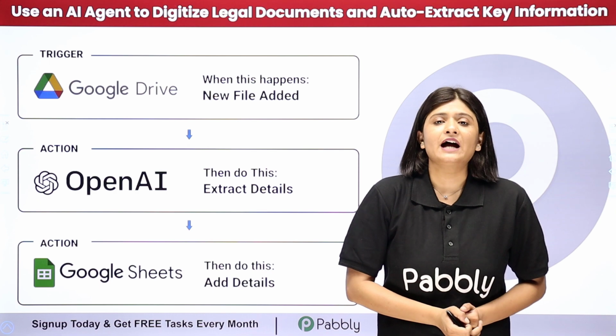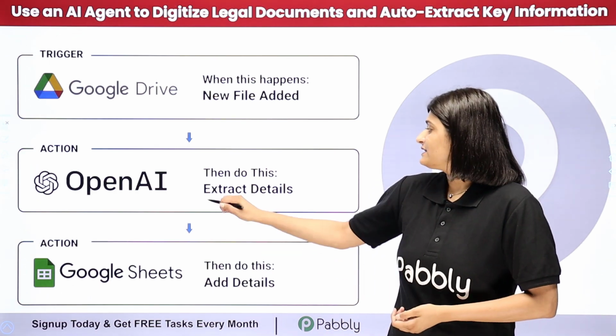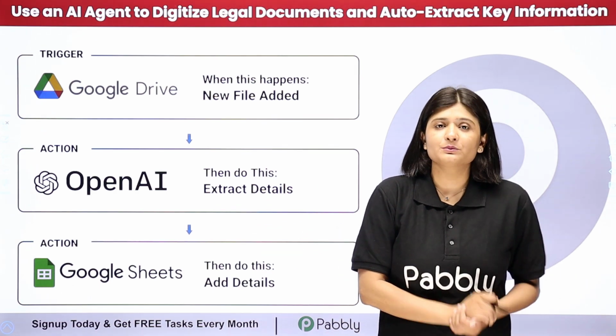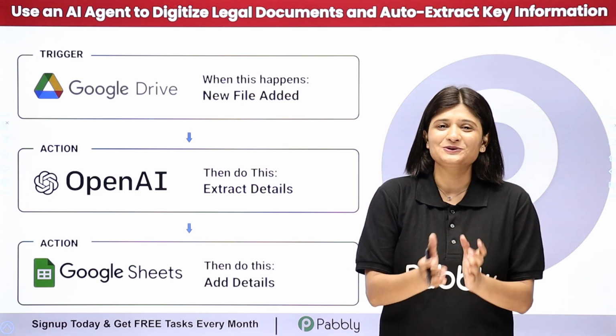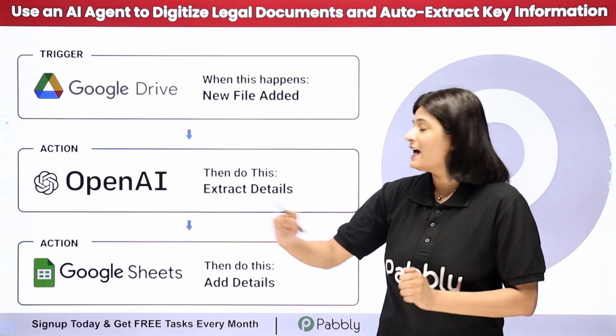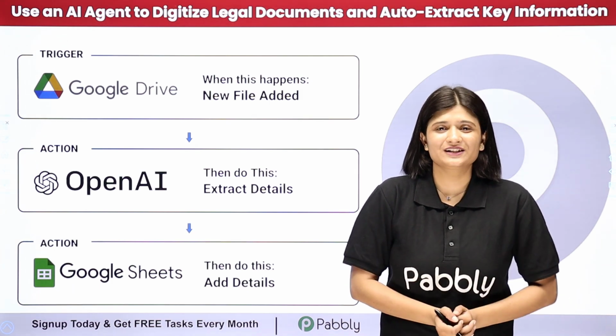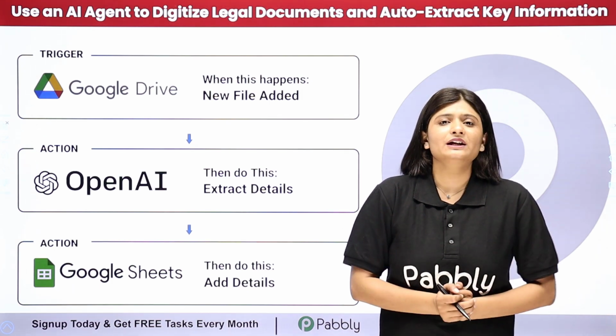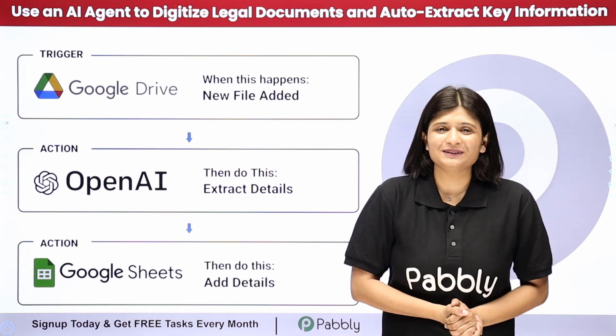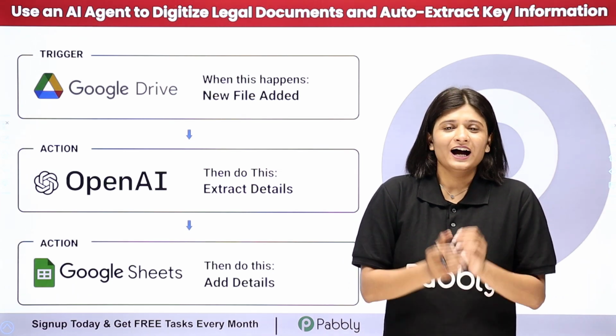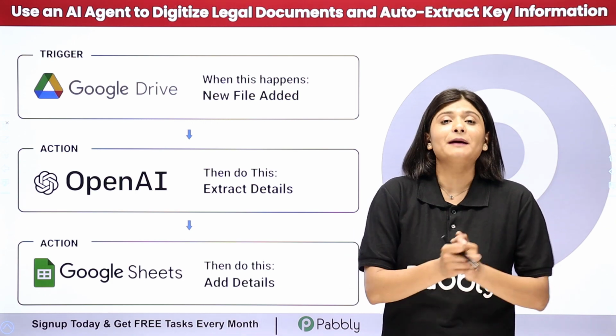Now I want that whenever I upload a new file, the details should be automatically extracted with the help of an AI agent. Here I'm going to use OpenAI as my AI agent, and then these extracted details should be automatically added in my Google Sheet spreadsheet. Doing this manually will consume a lot of time, so I'm going to completely automate this process. And to do this automation, I'm going to use Pabbly Connect.